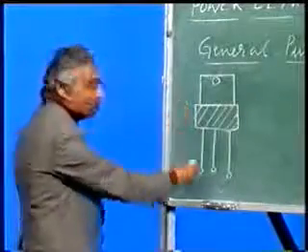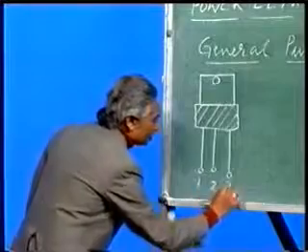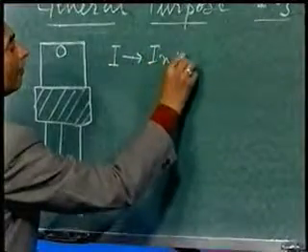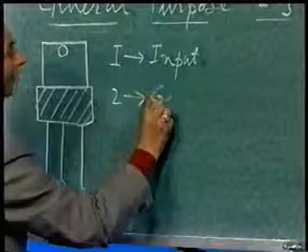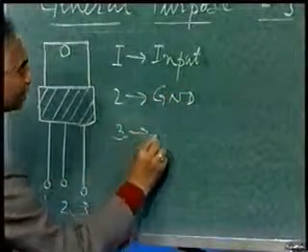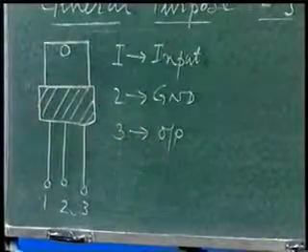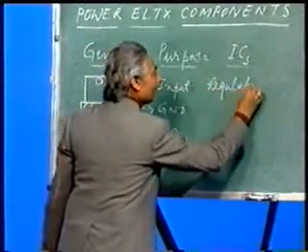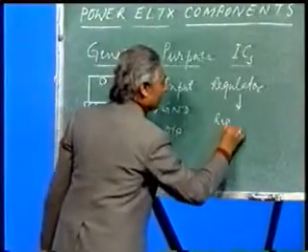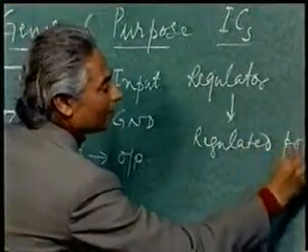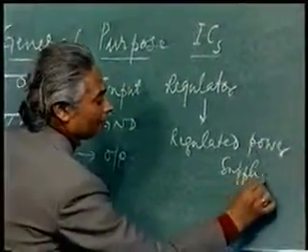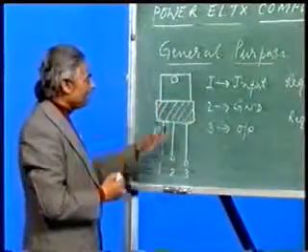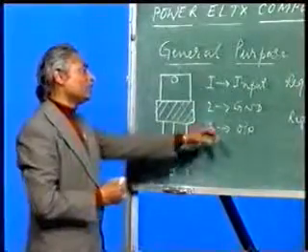Yes. Now there are 3 terminals coming out. The terminals are marked like this, 1, 2 and 3. 1 is the input, 2 is ground and 3 is the output. Since it is a regulator, regulator means it gives a regulated power supply, is it not? Regulated power supply, that means a constant voltage supply is to be obtained at its pin number 3, which is its output terminal.